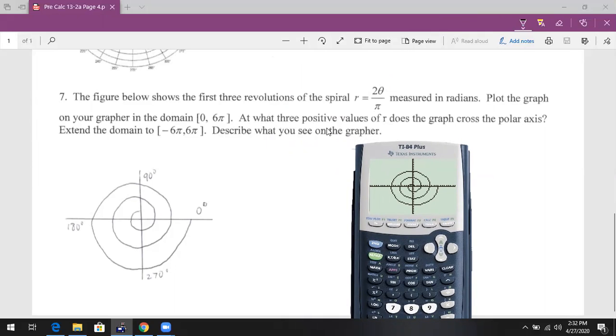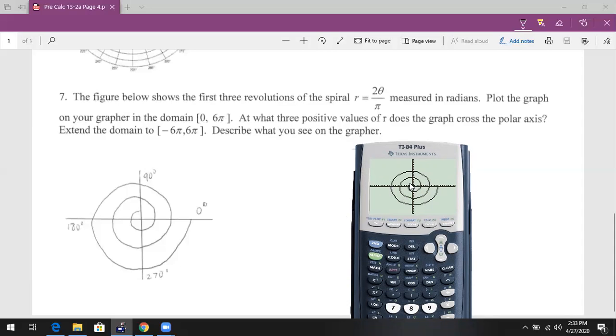At what 3 positive values of r does the graph cross the polar x-axis? So your positive values of r are this way. Where does it cross the polar axis? This point, and this point, essentially. Well, we can see that every time we wrap this around is where it crosses. So that's one complete revolution.